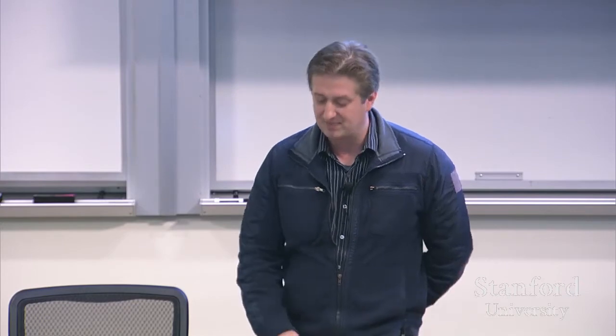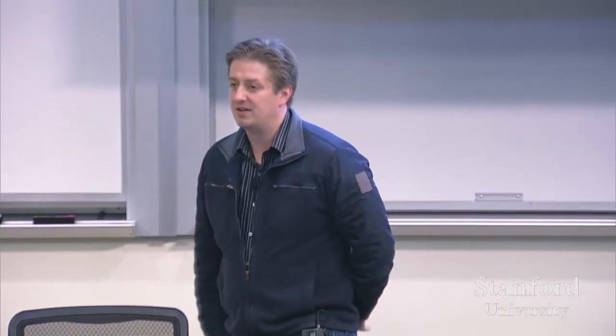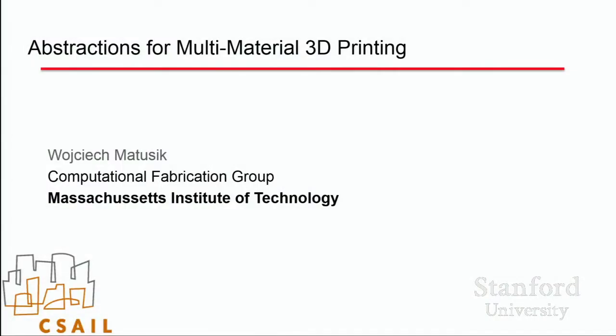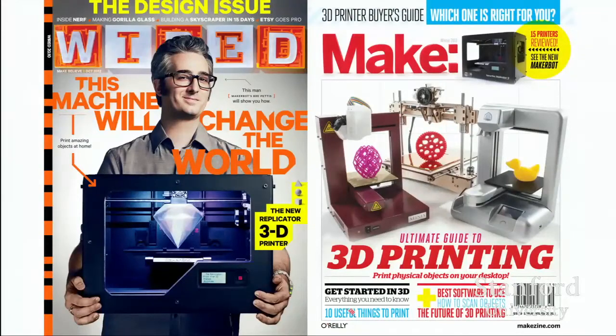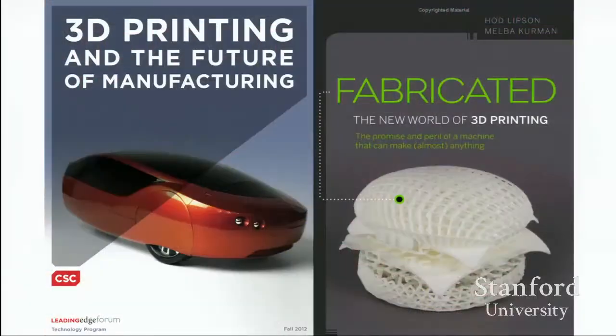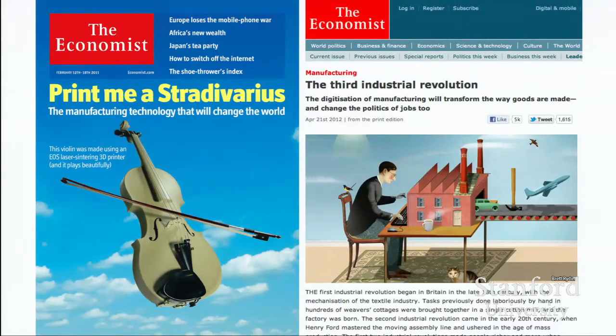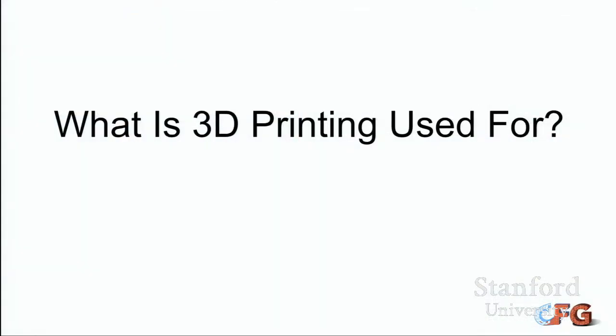So I'll talk about abstractions for multi-material 3D printing. You probably have seen that 3D printing is really everywhere. For example, lots of different magazines, books, lots of stories in the media. But it's really interesting to look at what 3D printing is used for these days.